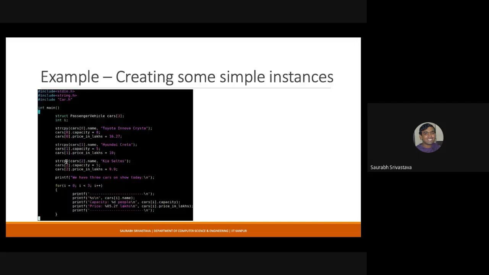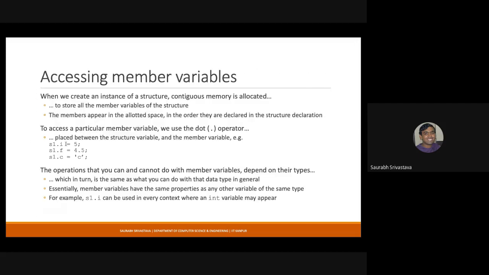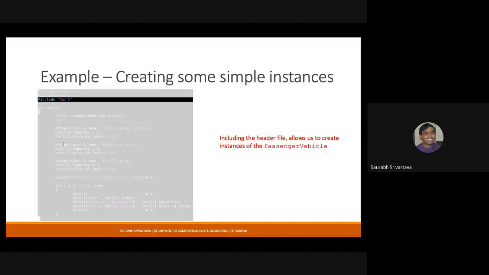All these member variables still hold on to their individual properties. That means if i is an integer, whatever you can do with an integer, you can do with s1.i. Whatever you can do with a float, you can do with s1.f. So all the member variables hold on to their individual properties.